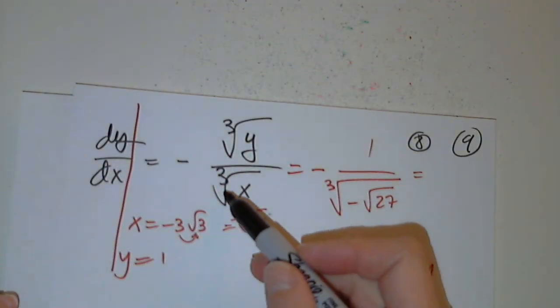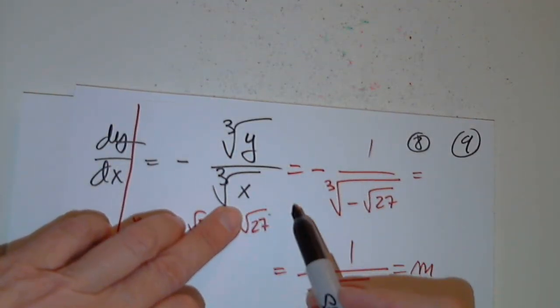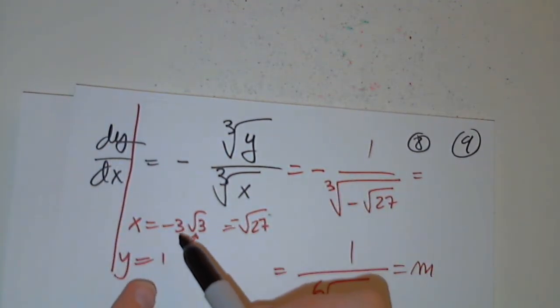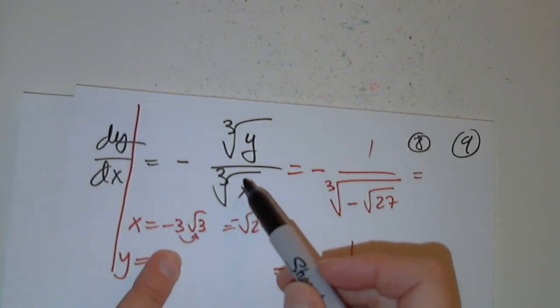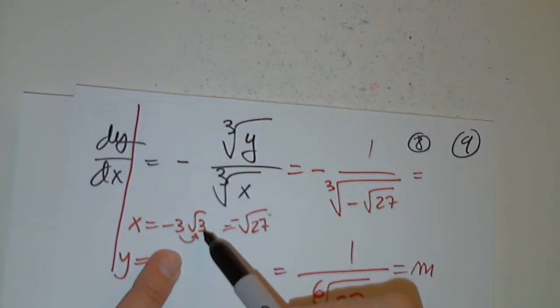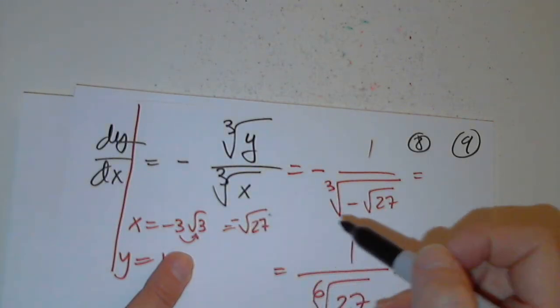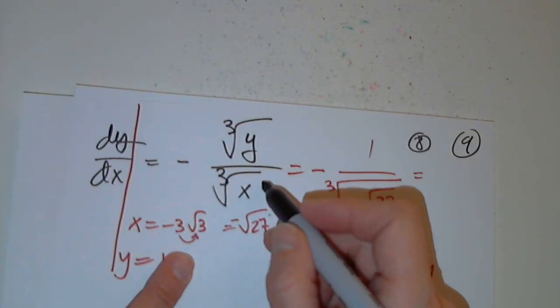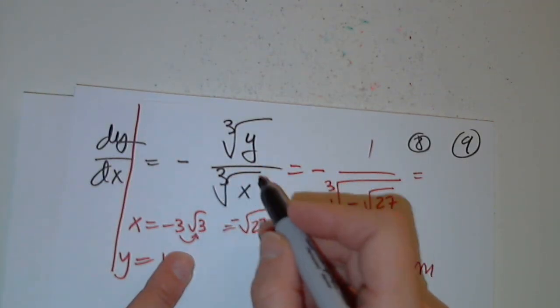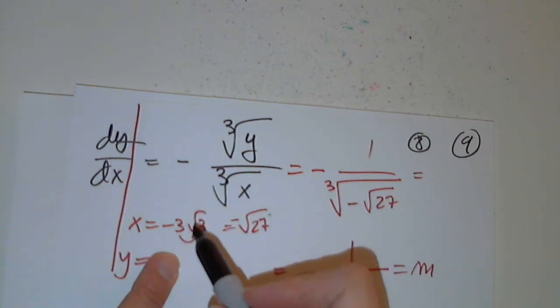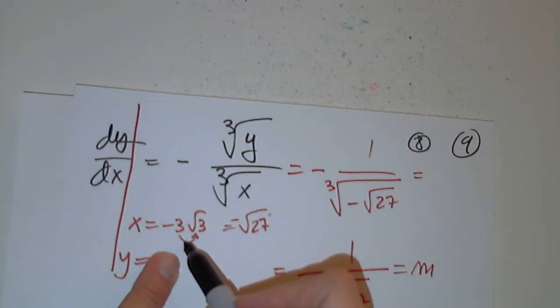Here, the cube root of x, right? That's okay. So far, so good? Okay. Then I replaced x by -3 the square root of 3. But if I replace it by -3 the square root of 3, I cannot simplify the radical. So what I did, I said, okay, let me put the 3 squared back inside.